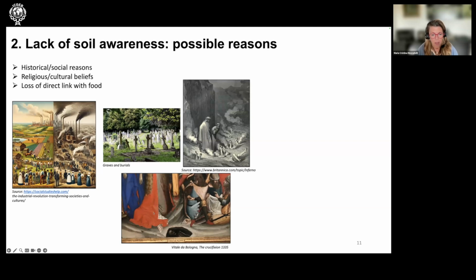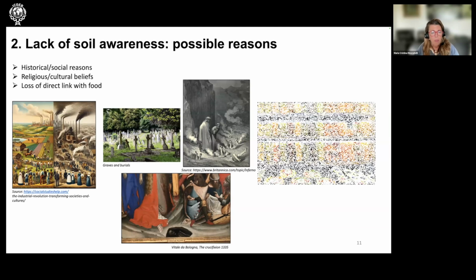I found a painting of the 14th century dealing with the crucifixion, so a religious theme, and at the bottom of this painting there is a soil with a hole, and inside the hole there is a skeleton peeping out. So again, the soil is associated with death or with hell, as in Dante's Divine Comedy. Hell is located in the subsoil, in contrast with heaven, which is in the sky. So this is a disregard of soil.